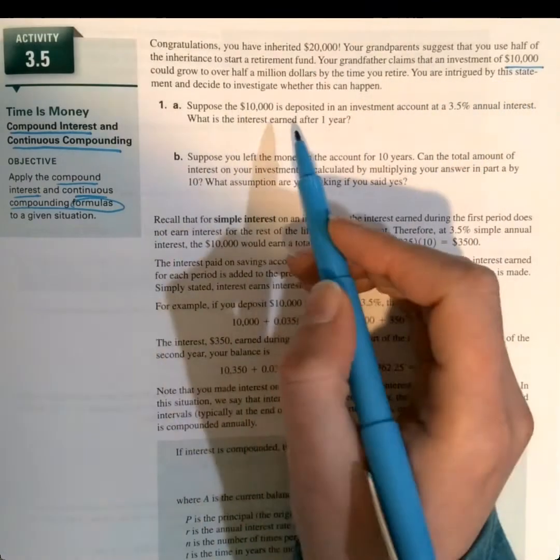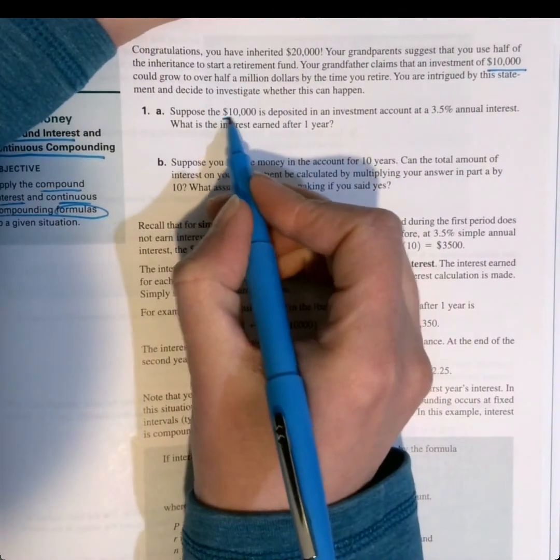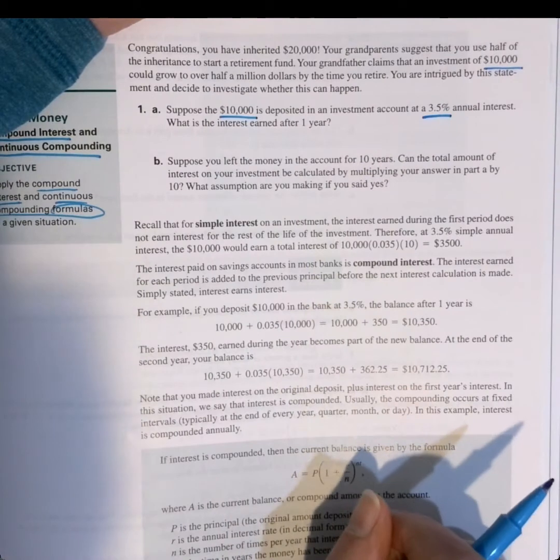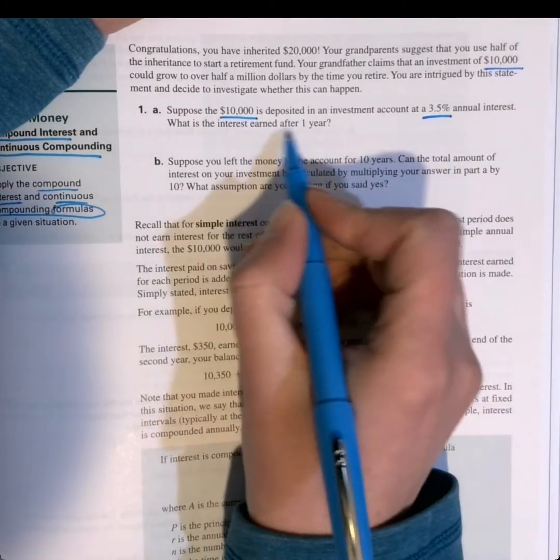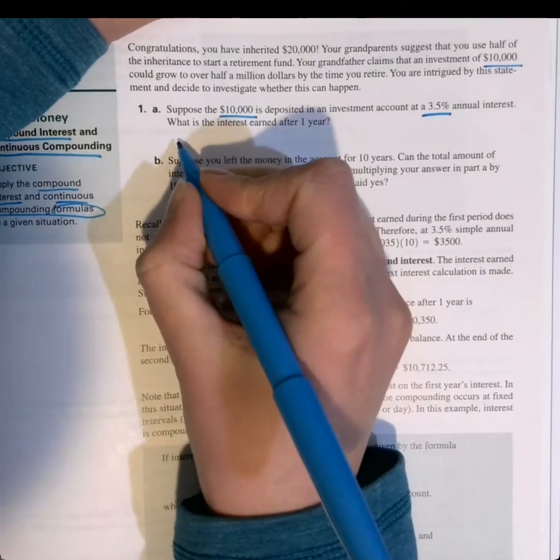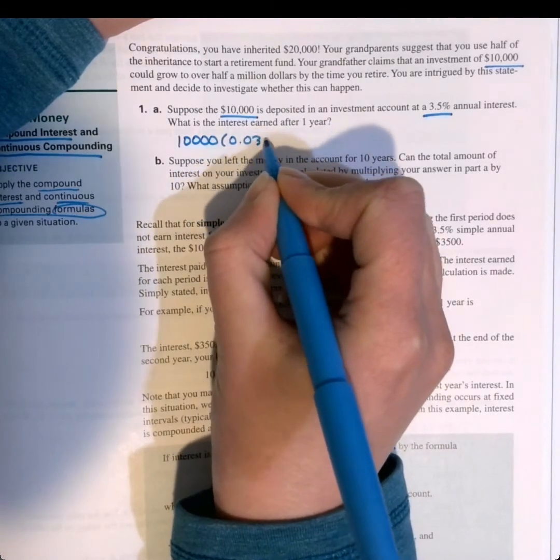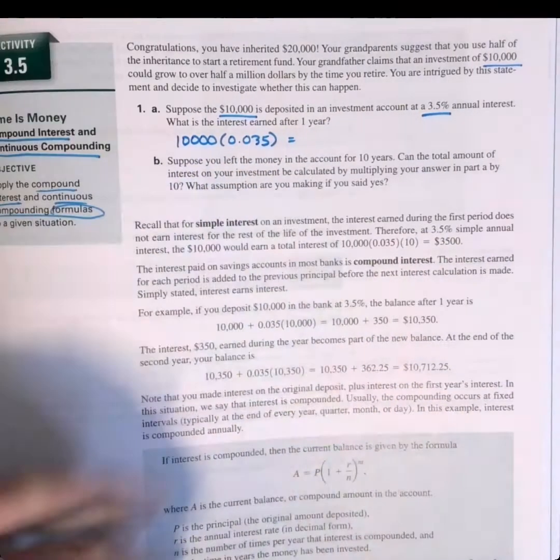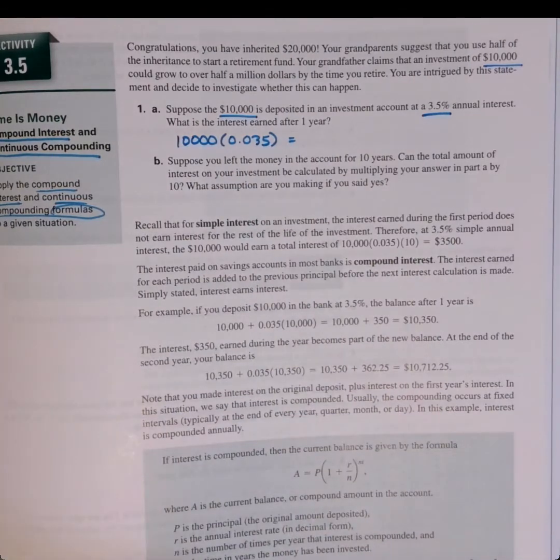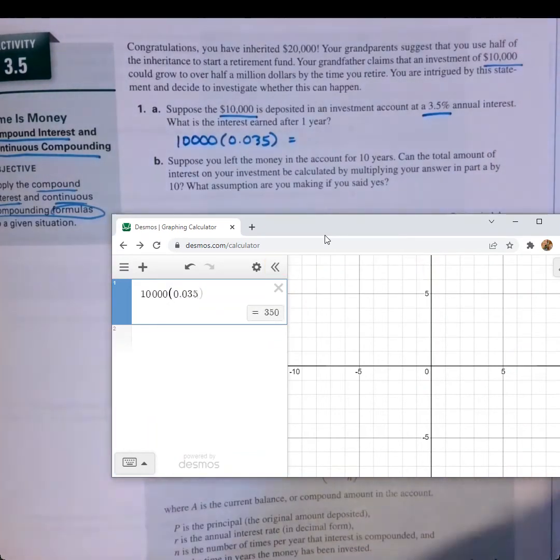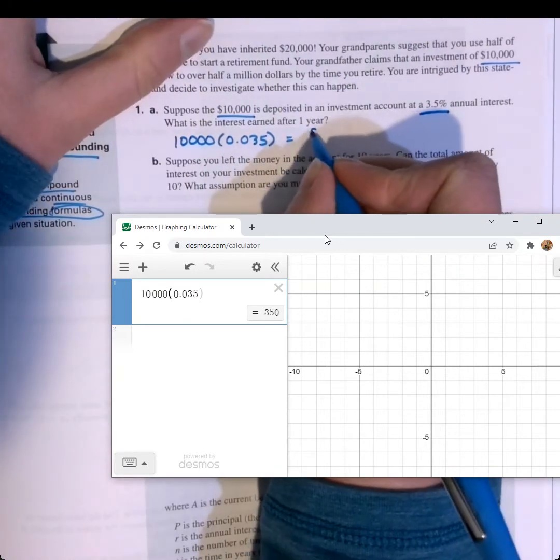Okay, so we're going to start off supposing that we invest that $10,000 into an investment account at 3.5% annual interest. I want to know, what is the interest that would be earned after 1 year? So we're going to take our $10,000 times 0.035 to figure out the amount of interest earned after 1 year. This is just simple interest right here. And that gives us $350. So we would earn $350 after 1 year.